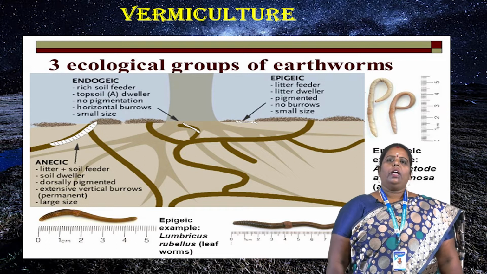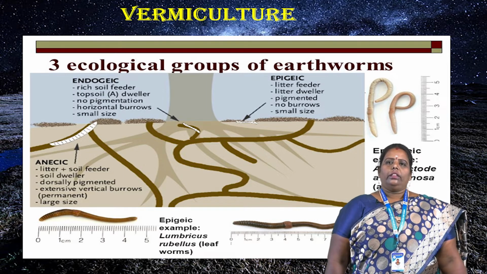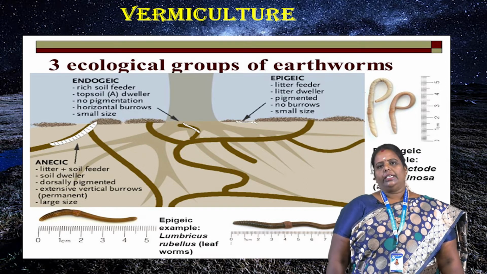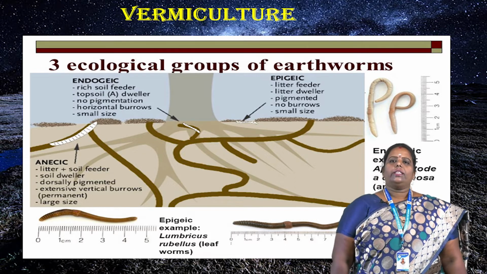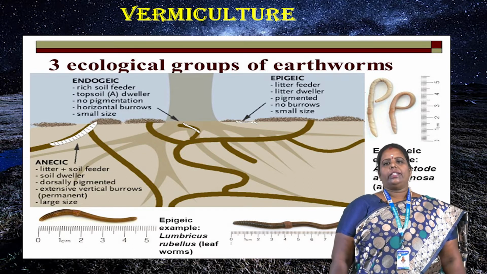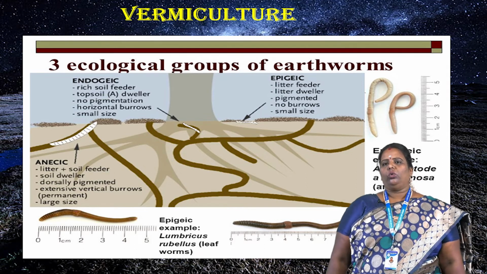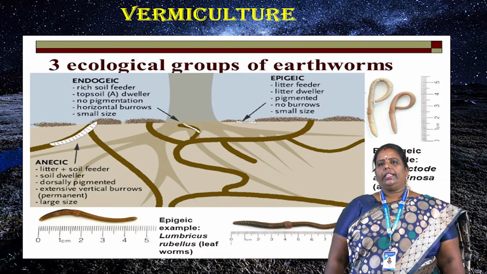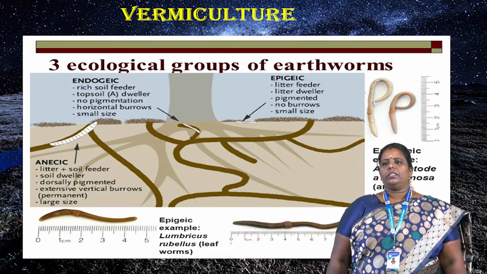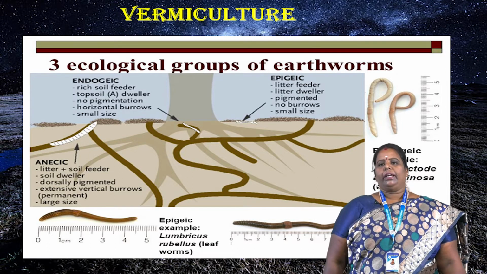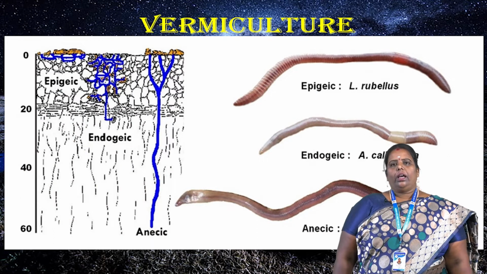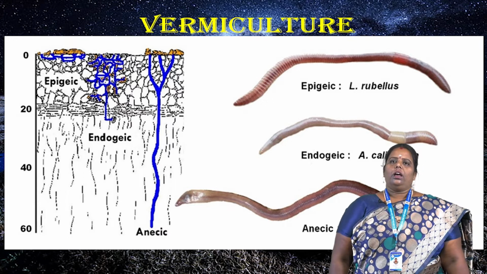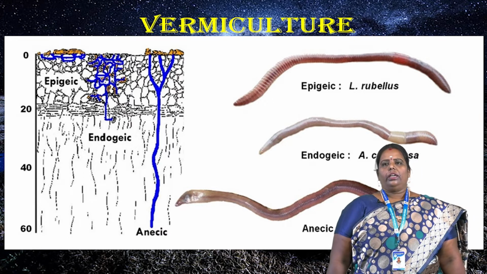Next, the anecic form is a litter plus soil feeder. They eat both litter and soil, and are also soil dwellers. Soil dwellers means soil burrowers. They are dorsally pigmented, not fully pigmented, only on the dorsal side, with extensive vertical burrows. They look large in size compared to the endogeic and epigeic forms. These are the three ecological groups of worms. We have to use them in vermiculture. Next, we look at how the length of the worms occurs in the surface soil, in between the soil, and in the deep soil.